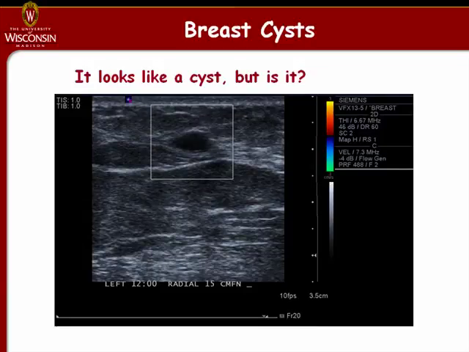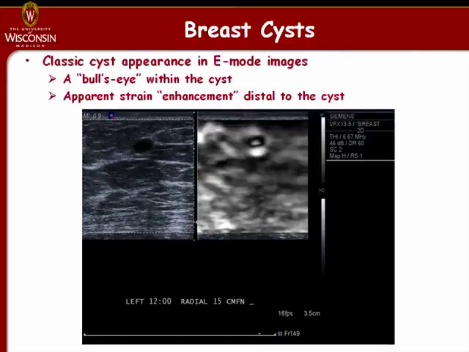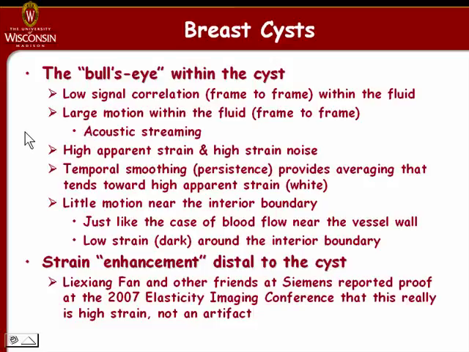Turn on color flow where we see no evidence of flow, but that doesn't really give you great confidence that it's a cyst. But when we turn on elasticity imaging, we see the characteristic bullseye pattern that's common among cysts. And we also see an apparent strain enhancement behind the lesion. So one of the things that we know is that when we see this bullseye pattern, that's very likely to be a cyst. We can understand that by considering how that bullseye pattern occurs.